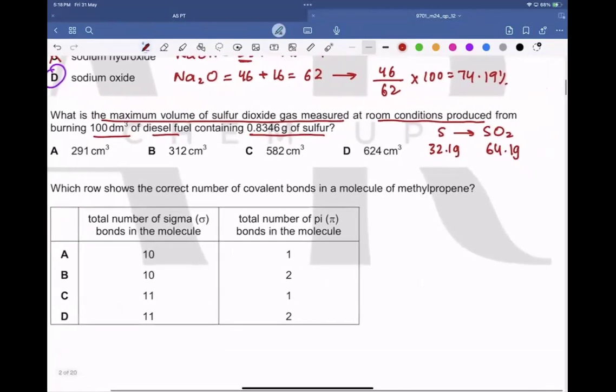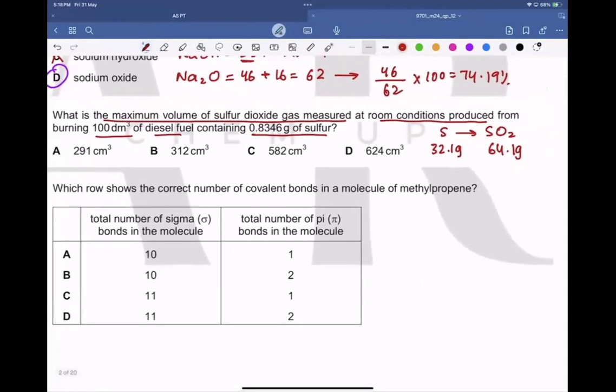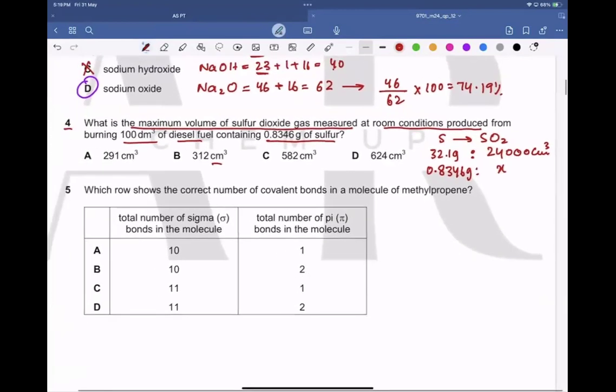grams, right? You can say it's 1 mole, so 24 decimeter cube is produced. And over here, they have given you in centimeter cube, so you can make the ratio: 32.1 gram actually produces 24,000 centimeter cube of sulfur dioxide. So if the mass is 0.8346 grams, then how much volume is produced? X. Now calculate the value of X.